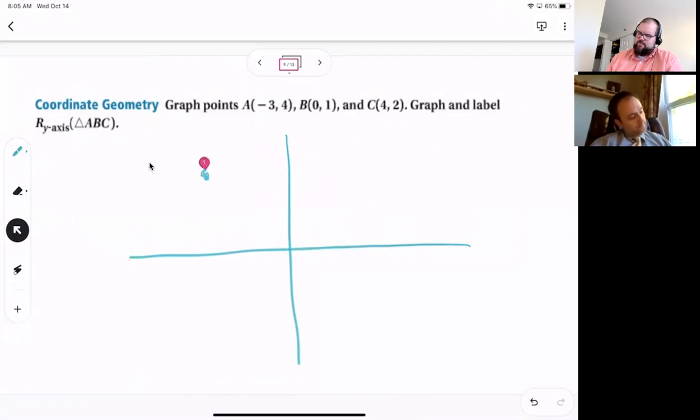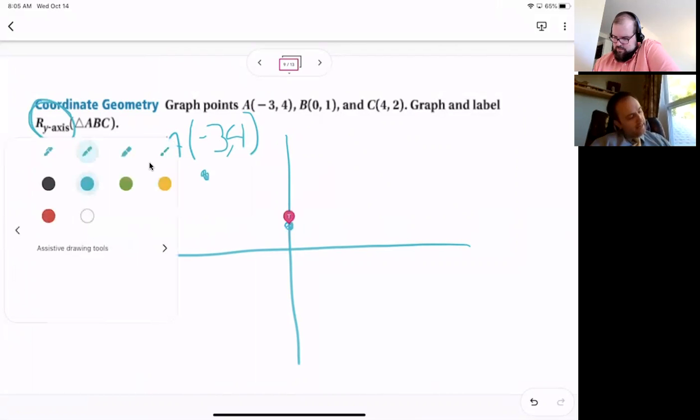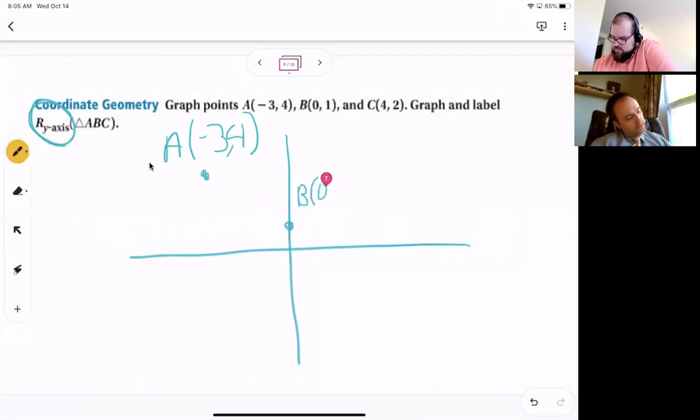I think so too. So that's A, negative 3, 4. And that notation, once again, means reflect over the y-axis. That's B, 0, 1. And then C, 4, 2. C is 4, 2. And so, is that yellow dotted thing the y-axis? Is that what you just did? It is, which I'm going to call x equals 0.